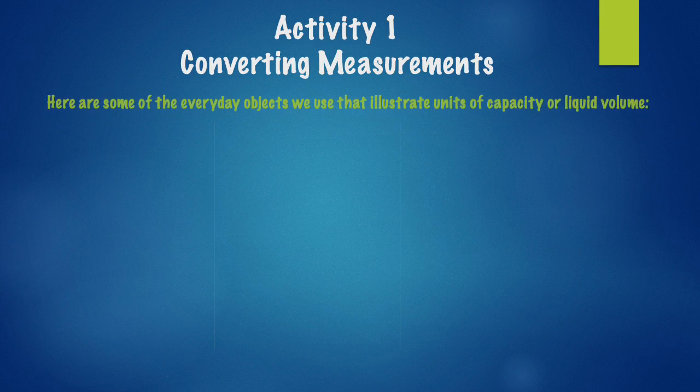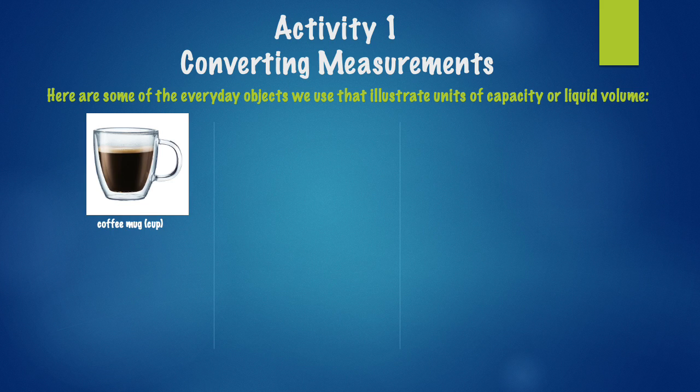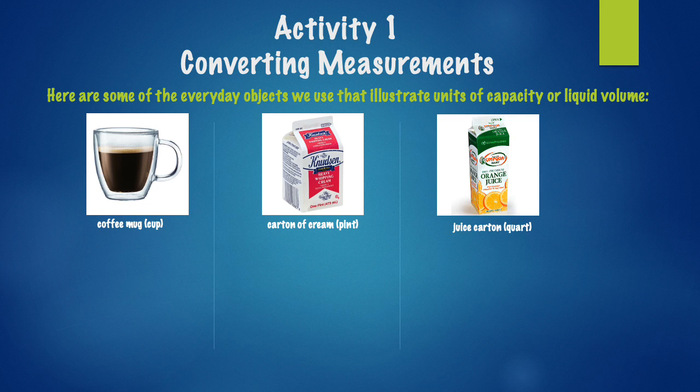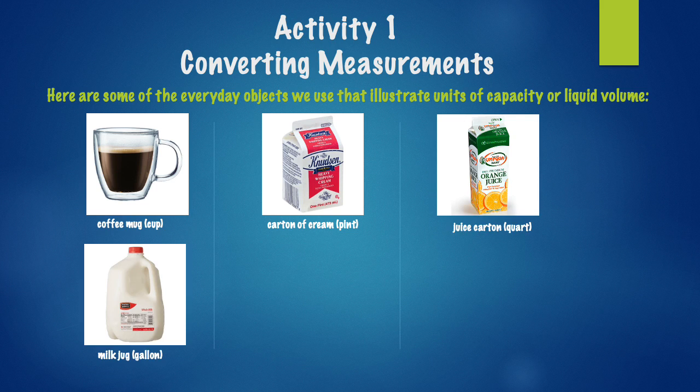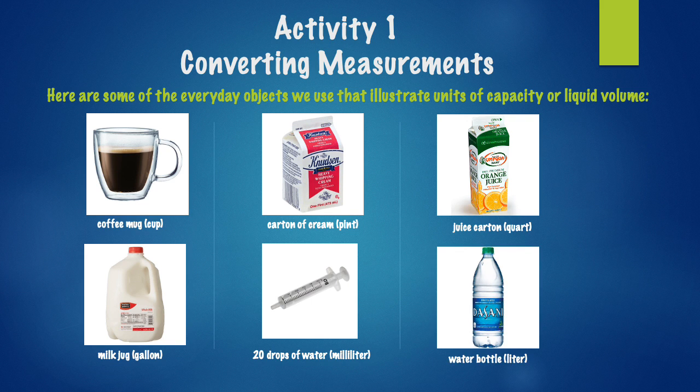Here are some of the everyday objects we use that illustrate units of capacity or liquid volume. A coffee mug is about a cup. A carton of cream is a pint. A juice carton is a quart. A milk jug is a gallon. 20 drops of water is a milliliter. And a water bottle is a liter.